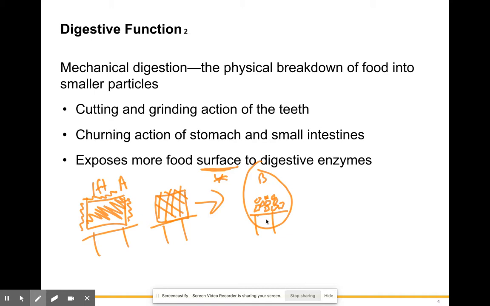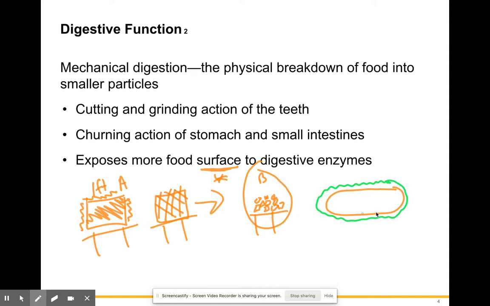So that's the same thing if you do that to your food. If you have a hamburger patty, or a piece of chicken, whatever, it doesn't matter. And I have an enzyme. An enzyme is a chemical that is going to help chemical digestion. That enzyme only touches the surface of my hamburger and digests the outside of the hamburger. It would only be able to digest the outermost covering.